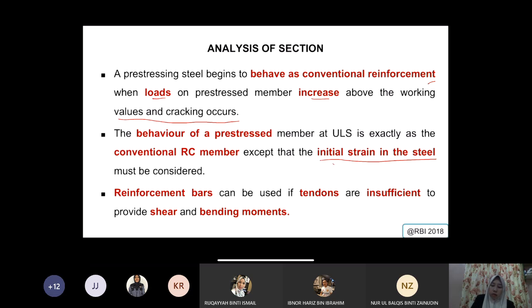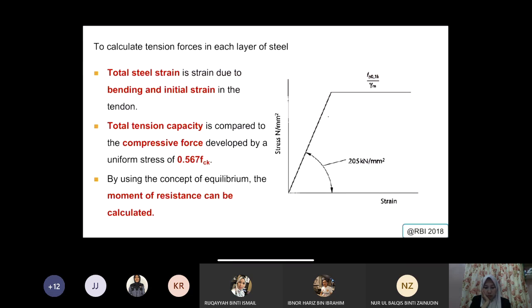So that's what we're going to do. To calculate tension forces in each layer of steel, in general, the total steel strain is the strain due to bending plus the initial strain. When having a pre-stress tendon in the beam, we have an additional strain. The steel is not strained due to the load only. You will have an additional strain, which we call the initial strain, due to the pre-stress force applied.